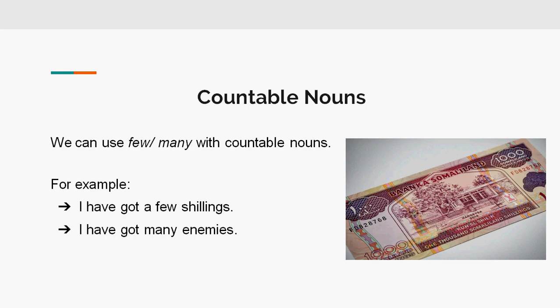We can also use few and many with countable nouns. For example, I have got a few shillings. As you can see from the picture, this is 1,000 shilling. Okay. I have got many enemies. The use of few and many with countable nouns.